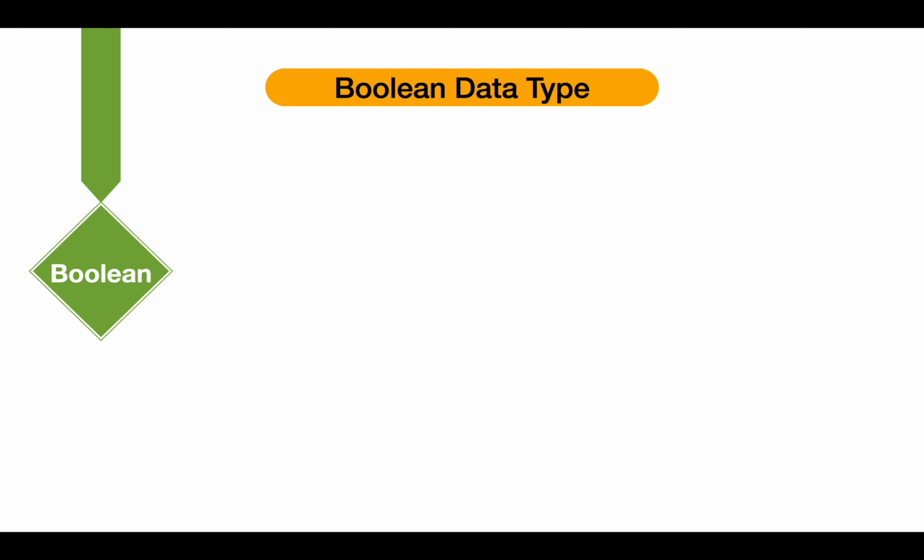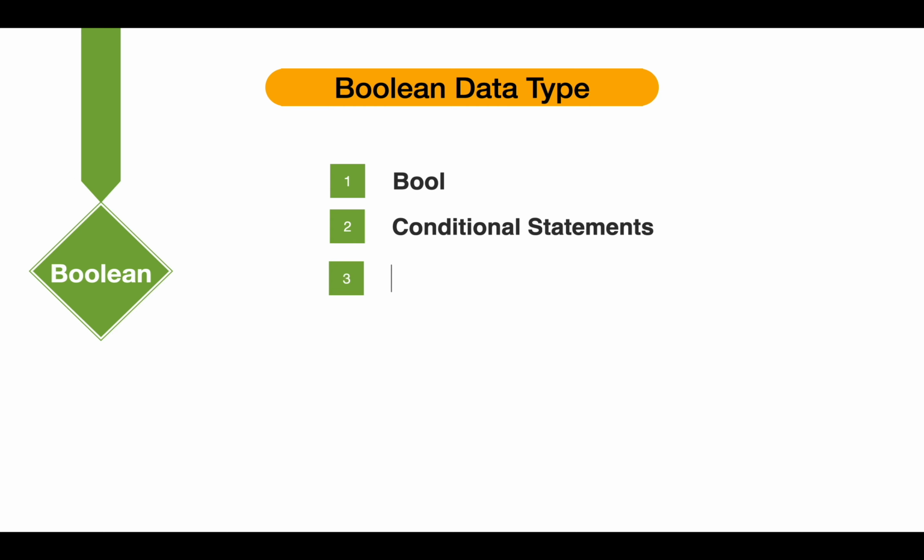Today we are going to discuss the Boolean data type, and in that topic we will find out about the Bool data type, their use in conditional statements, and we will explore the role of Swift's type safety in Boolean implementation. So let's start.